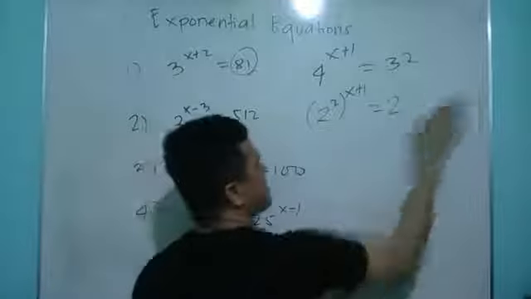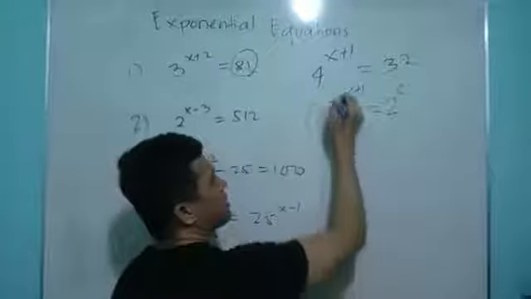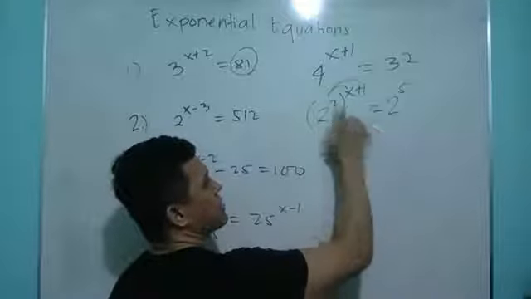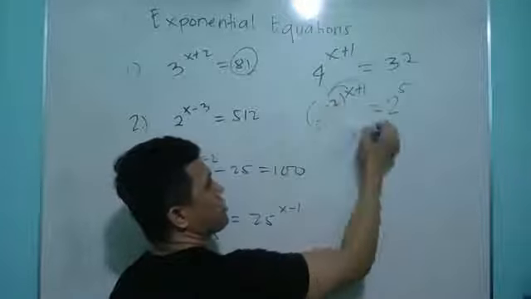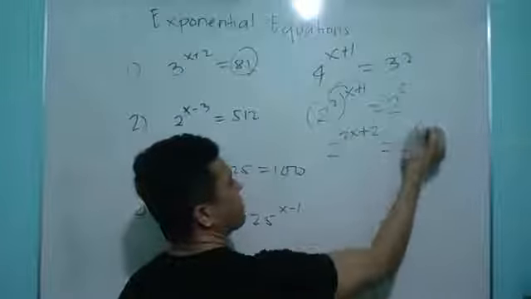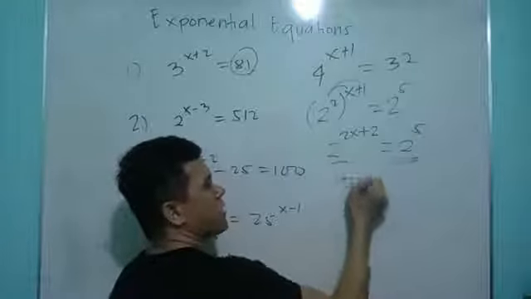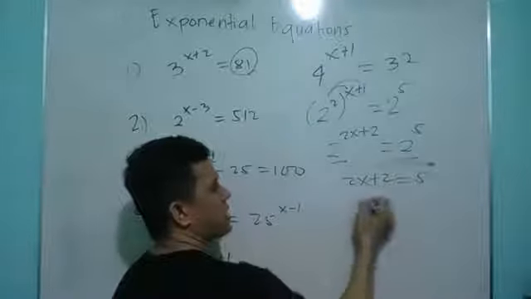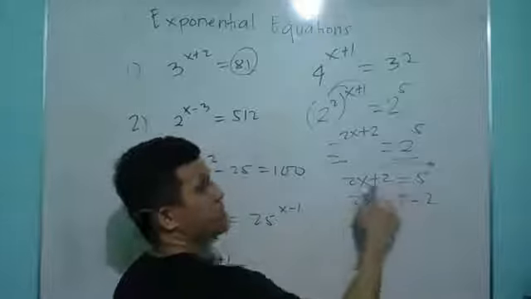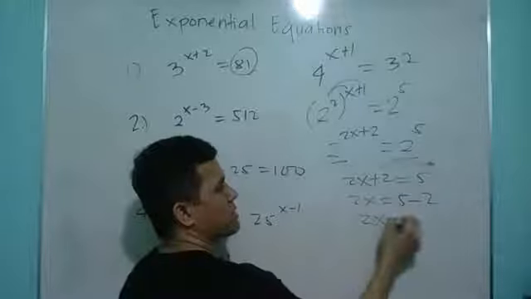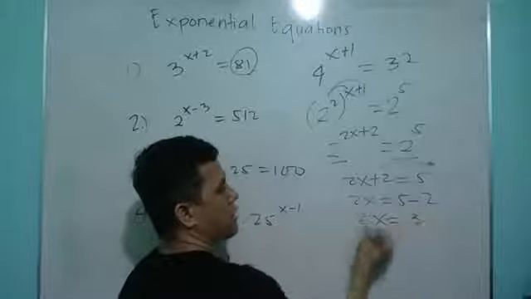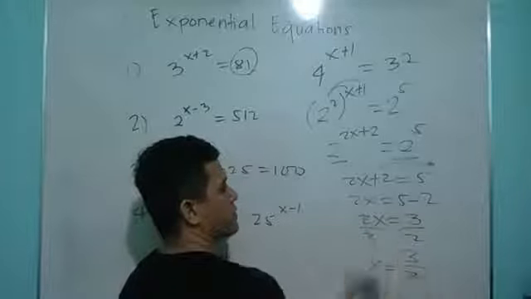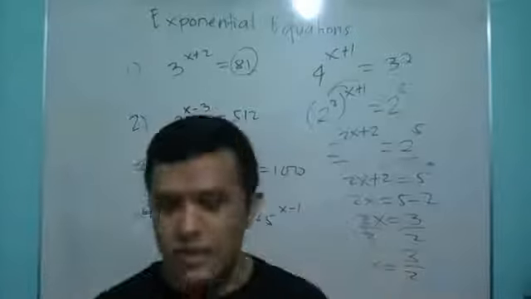Now, another one. Multiply this, so we have 2 raised to 2x plus 2, since 2 times x is 2x and 2 times 1 is 2, is equal to 2 raised to 5. Same bases now, so we have 2x plus 2 is equal to 5. Transposing that, we have 2x is equal to 5 minus 2, because this is positive. So 2x is equal to 3, and then divided by 2, x is equal to 3 over 2. That's it, it's that easy.